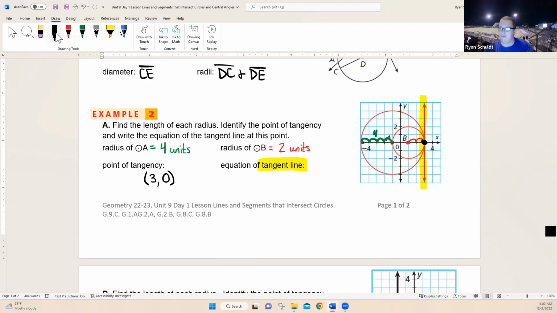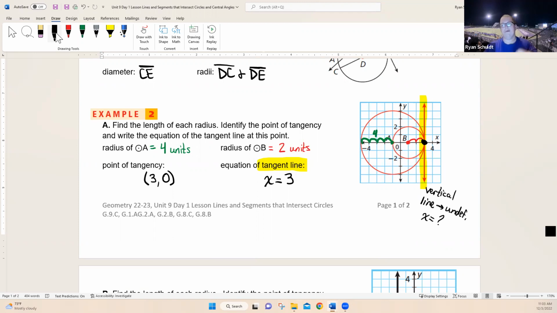Well, for one, what kind of line is it? It's a vertical line. And so a vertical line has what kind of slope? Undefined. So this is a line that's going to be x equals something. That's going to be our equation. X equals, well, what is the x at that point? X is 3. So x equals 3 is the equation of your tangent line.